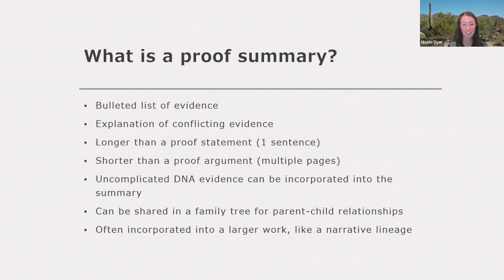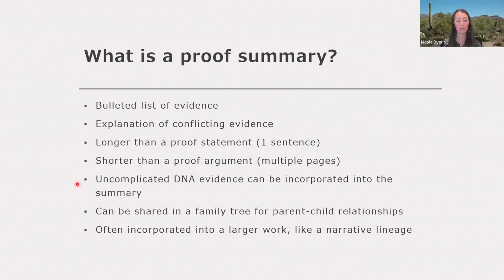Usually you can't include DNA evidence in a proof statement. It's just not enough space to put everything in one, unless it's a parent-child relationship. And you could probably document that in one sentence with one DNA match between a parent and a child, and then another piece of documentary evidence showing the people's ages. So if you're adding DNA into a proof, it's either going to be a proof summary or a proof argument, unless it was that parent-child example I just said. So it's longer than a proof statement and shorter than a proof argument. Proof arguments are more complicated and are multiple pages long. But if you have uncomplicated DNA evidence, you can incorporate it into a proof summary.